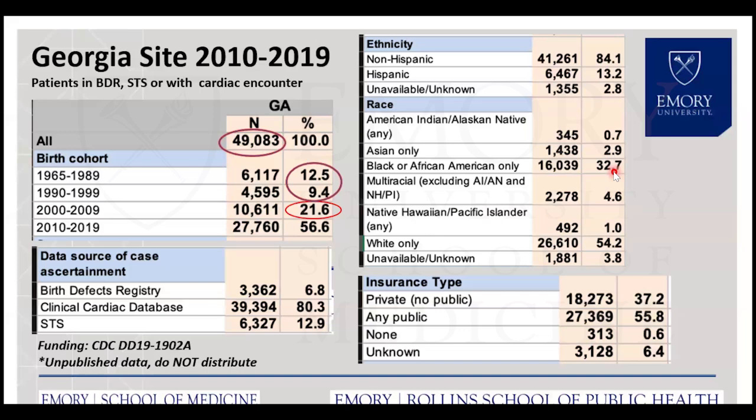This is some data, thanks to Dr. Book, that's unpublished, looking at Georgia, trying to understand the overall scope of congenital heart disease. And this is pulling from the Birth Defects Registry, Clinical Cardiac Database, and SDS. So for the most part, these are people that have known congenital heart disease and have had some sort of intervention. And for the state of Georgia, we're looking at 49,000 patients, with a very large portion of patients that are about to age into adulthood here.